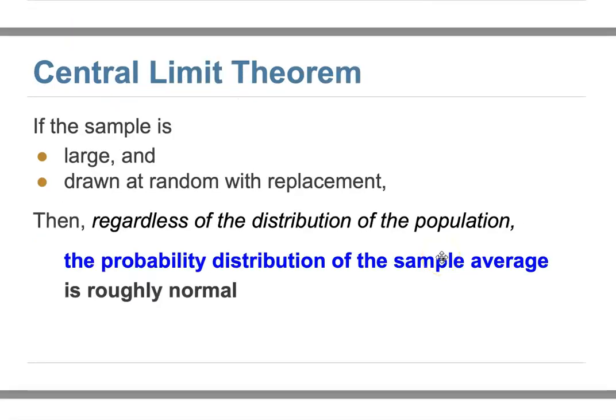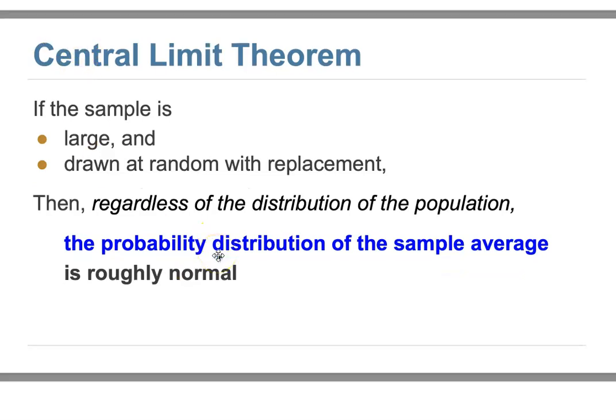For the central limit theorem, the most important thing is that the sample size should be large and drawn at random with replacement. That means every time we draw one, we put it back and draw again. But if your population size is really big, then drawing with or without replacement won't make much difference. So, when we want to apply the central limit theorem, we draw the sample from the population, make sure the sample is as large as possible, and draw at random with replacement. Then, regardless of the distribution of the population, the probability distribution of the sample average is roughly a normal distribution.